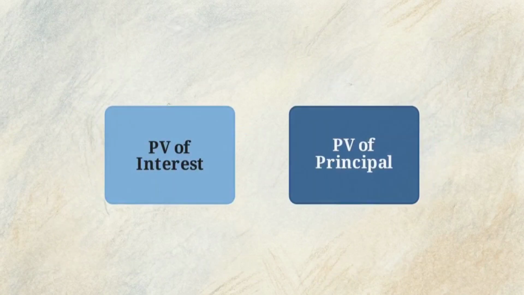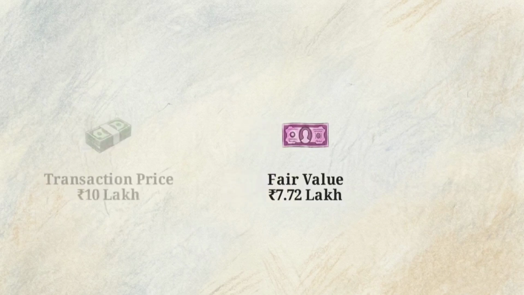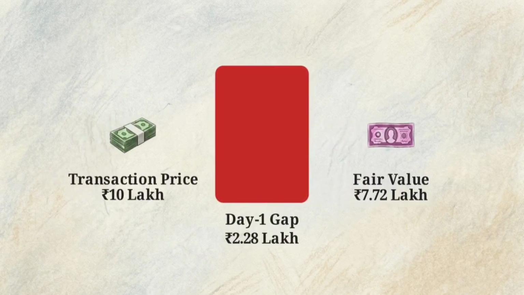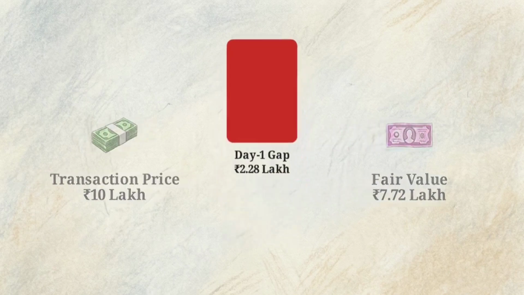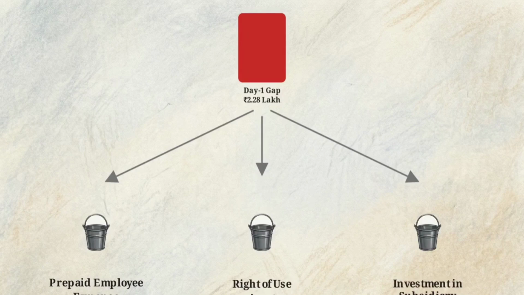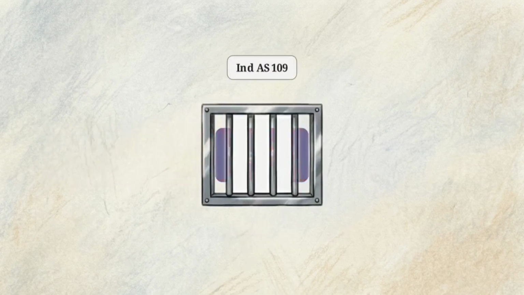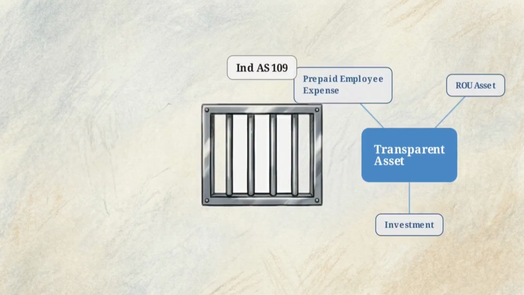Combining the present value of interest and principal gives a true fair value of 7.72 lakh. You paid 10 lakh for an asset worth 7.7 lakh. That gap is your day one difference. You must route this difference based on the intent of the loan. Use prepaid employee expense for staff loans, right-of-use asset for lease deposits, or investment for loans to subsidiaries. This adjustment ensures the balance sheet reflects the actual business motive. It transforms what looks like a hidden loss into a transparent asset or expense.